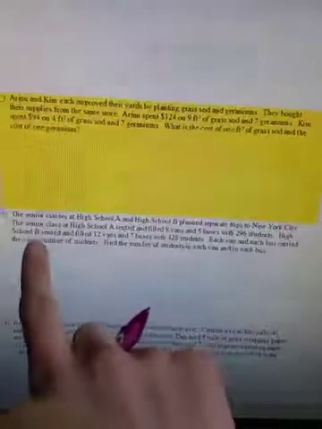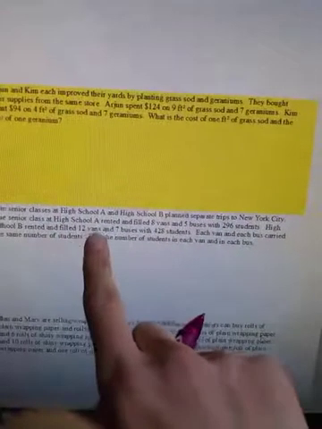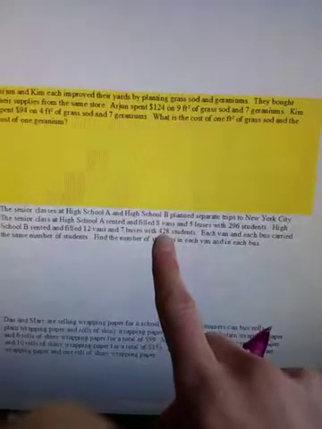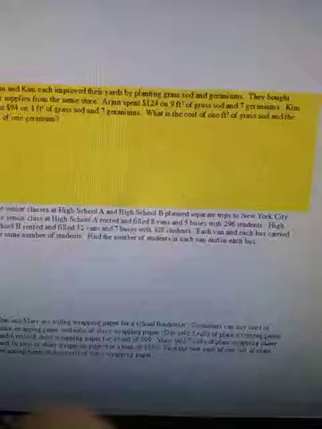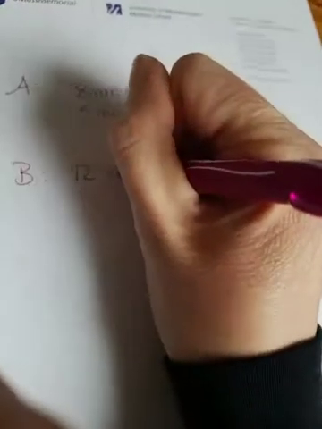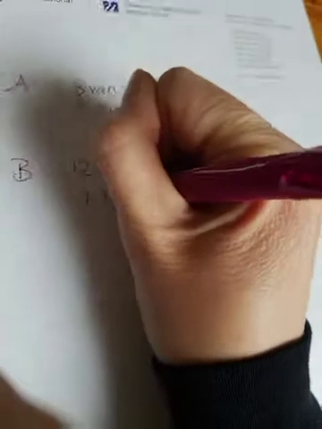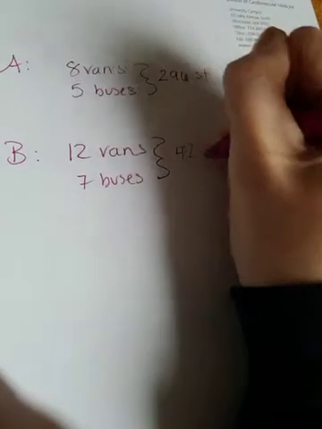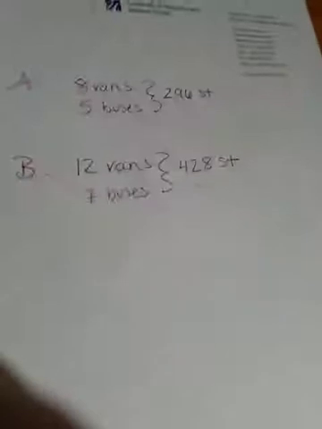High School B rented and filled 12 vans and 7 buses with 428 students. So I'm going to go and write a little bit about High School B over in my notes. So again, they had 12 vans, 7 buses, and that was for 428 students. Okay.